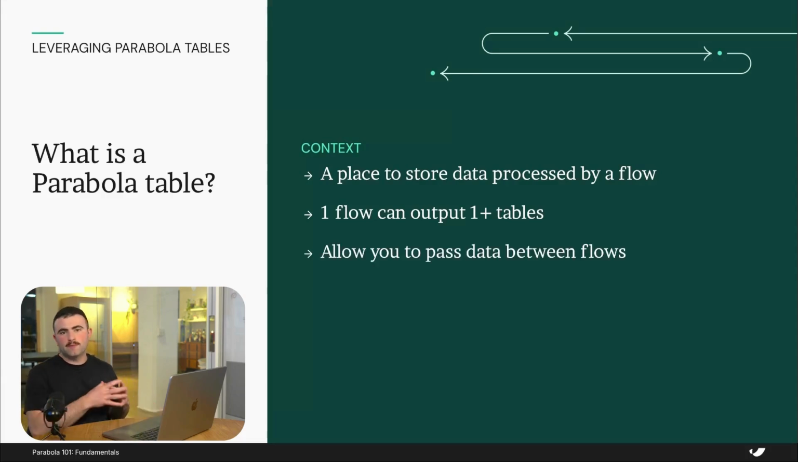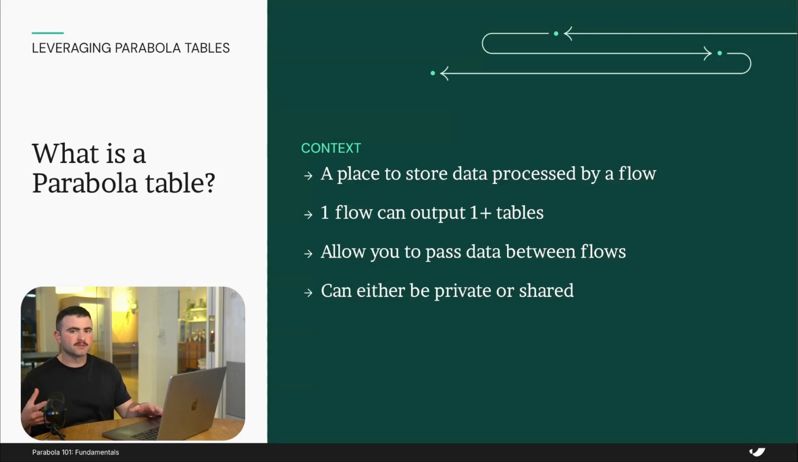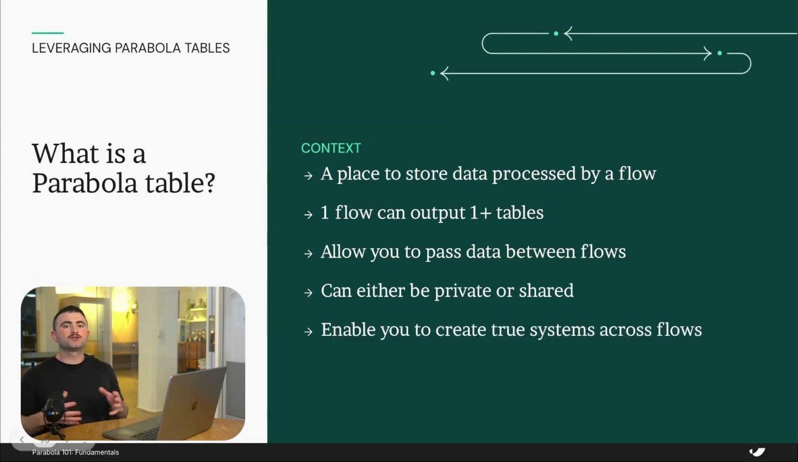Now, you have the ability to pass data between flows using Parabola tables, but you do have the ability to control whether you'd like that data in a lockdown table, that is just storing that data as it comes in, or you can choose to actually share that data with other flows and allow teammates to pull from the tables that you're creating. This allows you to create a true ingestion engine in a workflow that determines how data is being pulled, cleaned, combined, transformed, and ultimately stored for downstream processes.